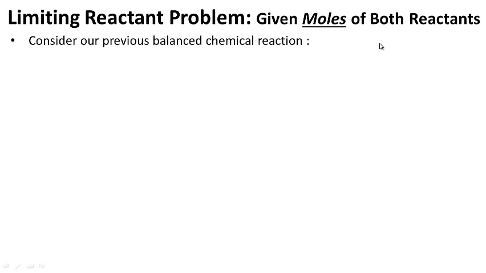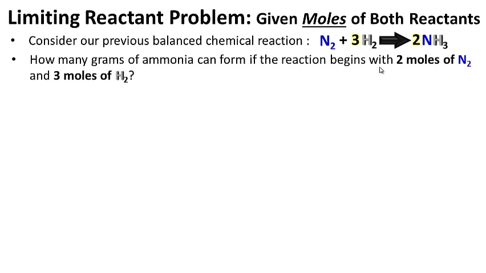All right, so limiting reactant problem given moles of both reactants. Consider our previous balanced chemical reaction we've been working with here. How many grams of ammonia can form if the reaction begins with 2 moles of N2 and 3 moles of H2? This reaction is different because first it's asking you to determine the limiting reactant, then how many grams of ammonia can form based on our limiting reactant.